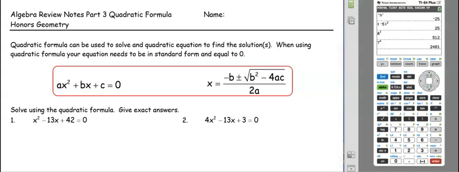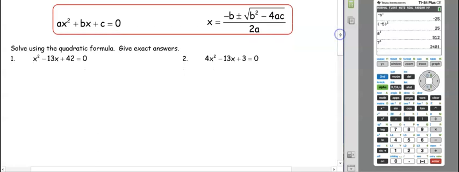This video is about reviewing the quadratic formula. The quadratic formula can be used to solve quadratic equations to find a solution. When you're using the quadratic formula, your equation needs to be in standard form and equal to 0. Standard form means that we have ax squared plus bx plus c.